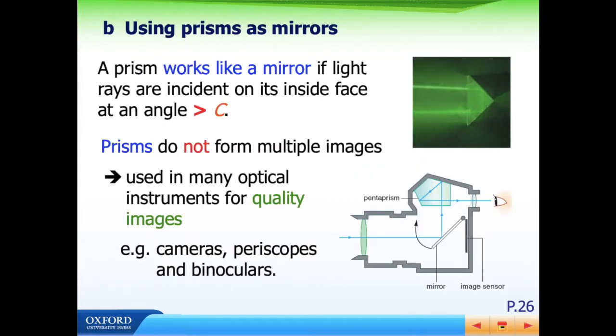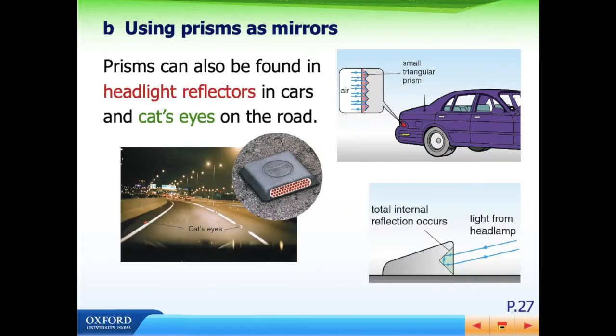Similarly, a prism works like a mirror if light rays are incident on its inside face at an angle greater than C. Now, prism glass does not form multiple images. We use prisms in many optical instruments for quality images, for example, cameras, periscopes, and binoculars. Here is an example, and we call this one a pentaprism because there are around 5 sides of this prism. Also, prisms can be found in headlight reflectors in cars and cat's eyes on the road.